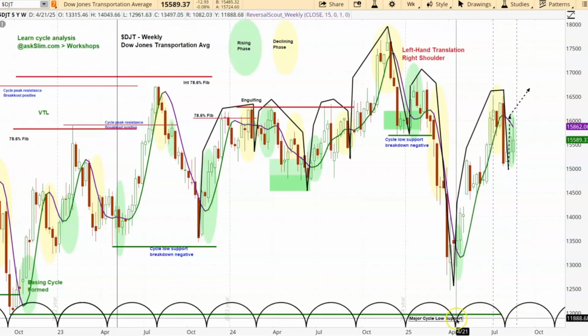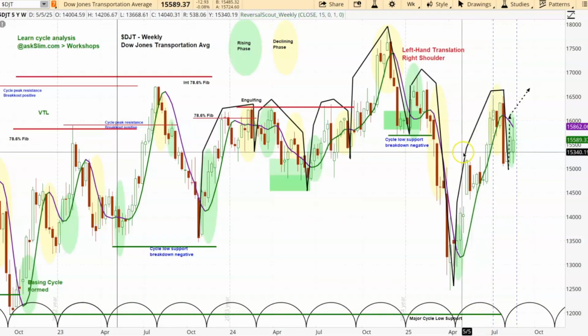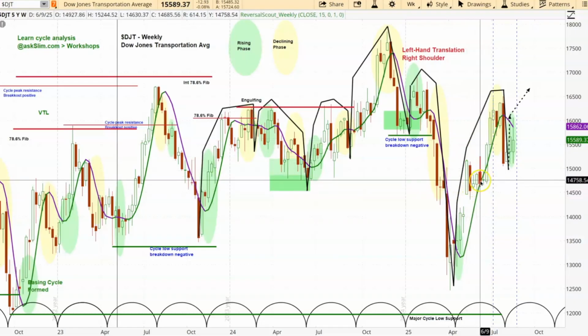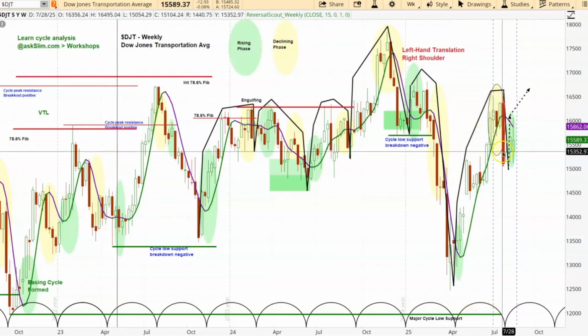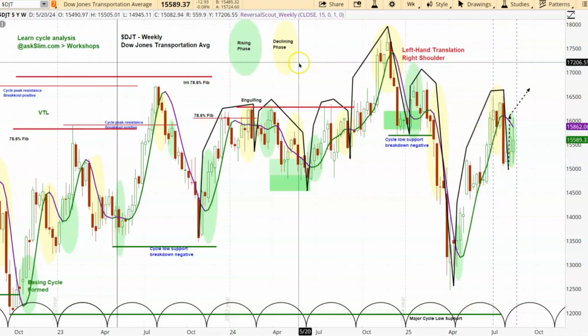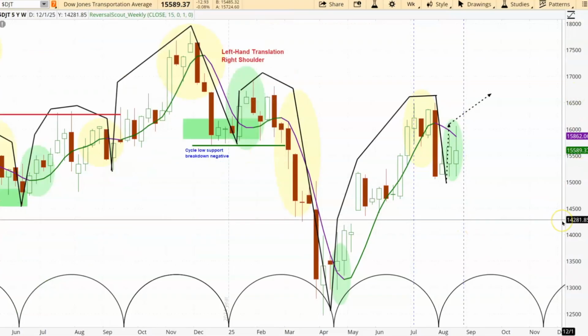So if you look right over here, you can see that this market was rising right there, and the energies were still pointing up, and you built a little triangle right in here. And then when it broke out of there, it was still a rising phase, and you can see this right-hand translation. So what I'm going to do is come in a little tighter right now, just so you can see where we are right now.